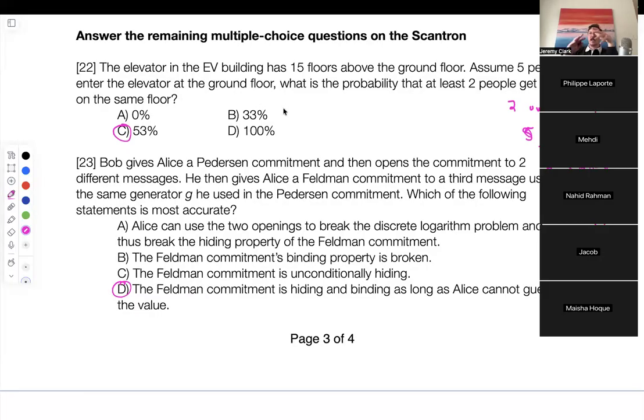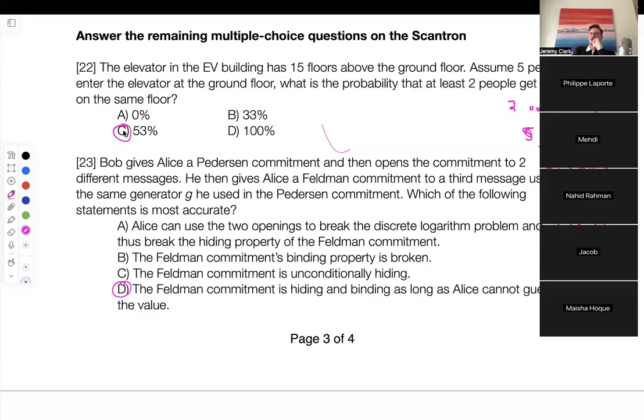But when you say anyone can get off on the same floor as anyone else, then this person has a chance to get off on the same floor as this person or this person. When we add five people to the scenario, I have a 33% chance of getting off with this person, but I also have a 33% chance of getting off with this person, and a 33% of this person, and a 33% of this person. So the probability that I'm going to get off on the same floor as one other person has got to be a lot higher than 33%.